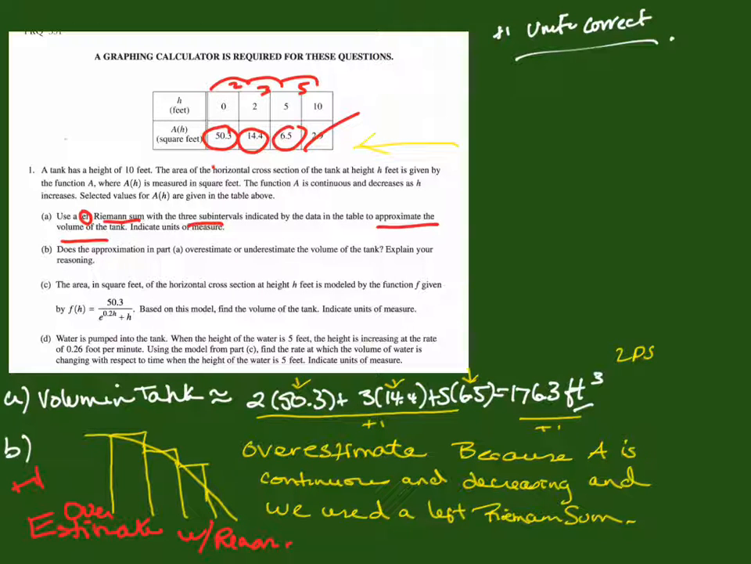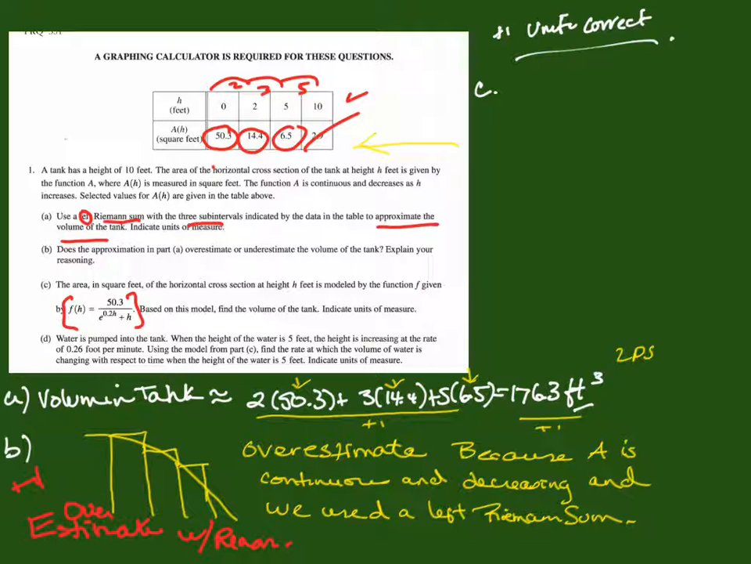Okay, let's move on to part C. I'm going to do it up here. Part C says the area in square feet of the cross section is given by this function f of h. So we have this function right here, f of h, which is the area. Based on this model, find the volume of the tank, indicate the units of measure. Now they had a table, now they give us the function. And we want the volume of the total tank, which would be at 10.